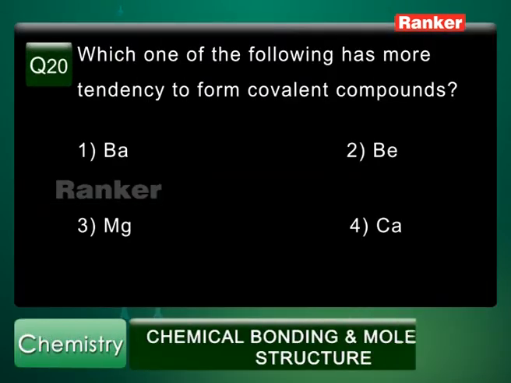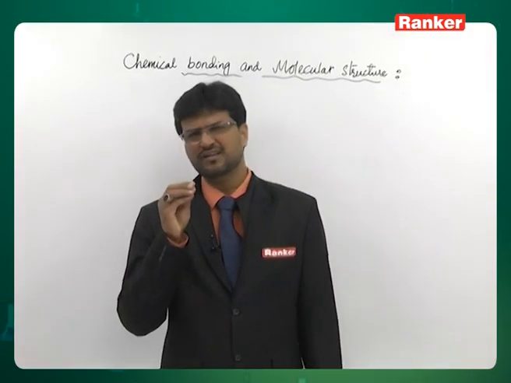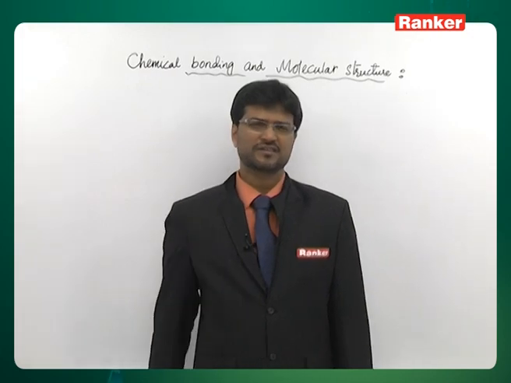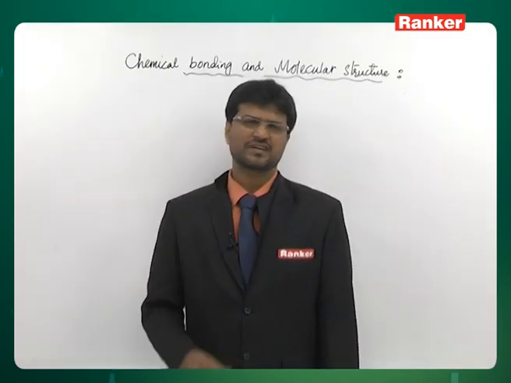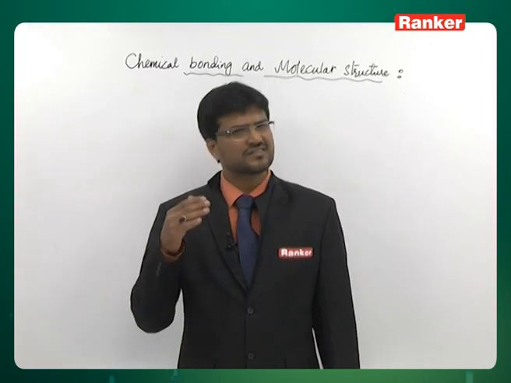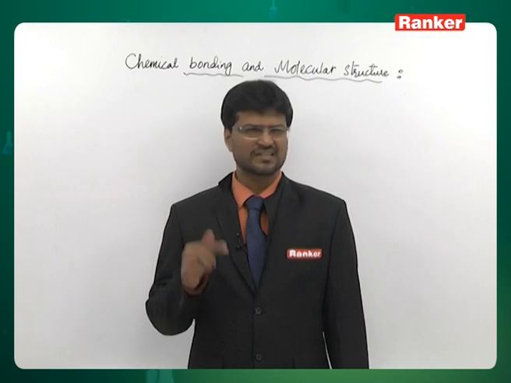Question number 20. Which one of the following has more tendency to form covalent compounds? Here we need to apply Fajan's rules. A species having small cation will be predominantly covalent. So, among barium, beryllium, magnesium and calcium as given in the options, first option is barium, second option is beryllium, third option is magnesium and fourth option is calcium. The smallest among them is beryllium. So, beryllium will have more tendency to form covalent compounds. Majority of compounds of beryllium are covalent. The reason is its very small size of Be2 plus. So, according to Fajan's rules, as the cation size decreases, covalent nature increases and ionic nature decreases.